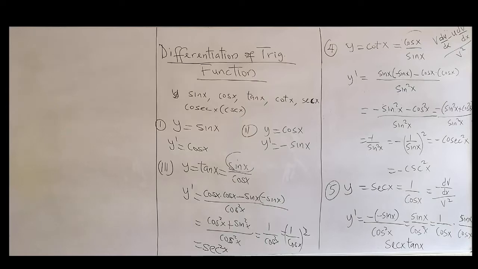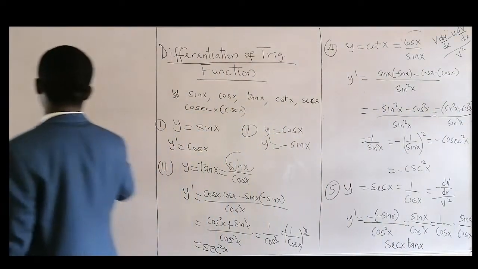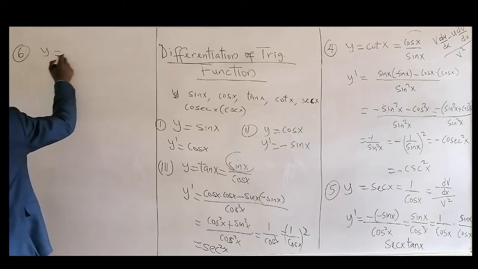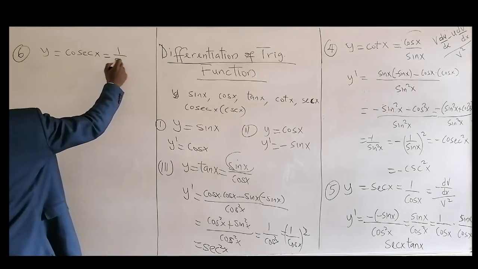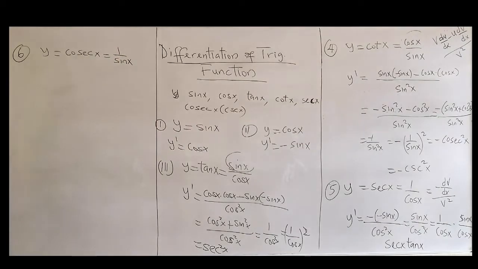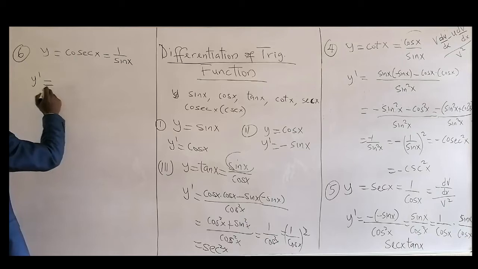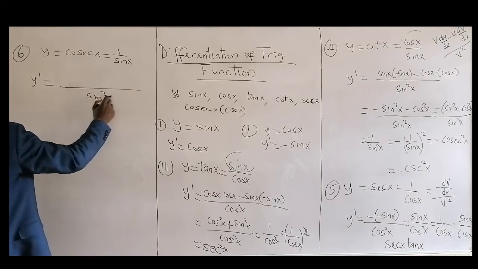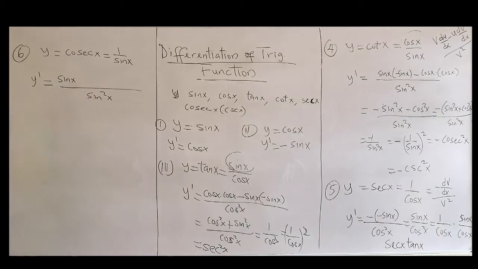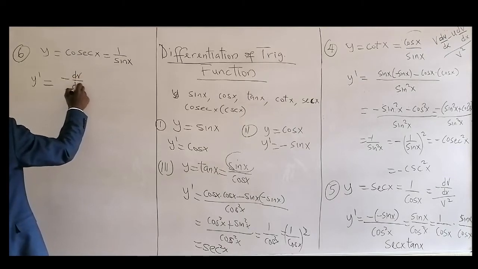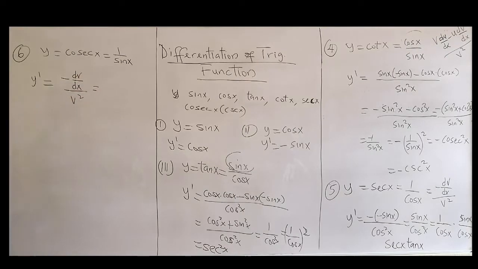Then the last one, cosec. The sixth one, y equal to cosec x, which you call CSC, is equal to 1 over sine. The inverse of sine is called cosec. So use the quotient rule also. Because my u is 1, I don't need to do all of this. So that's minus v' over v squared.